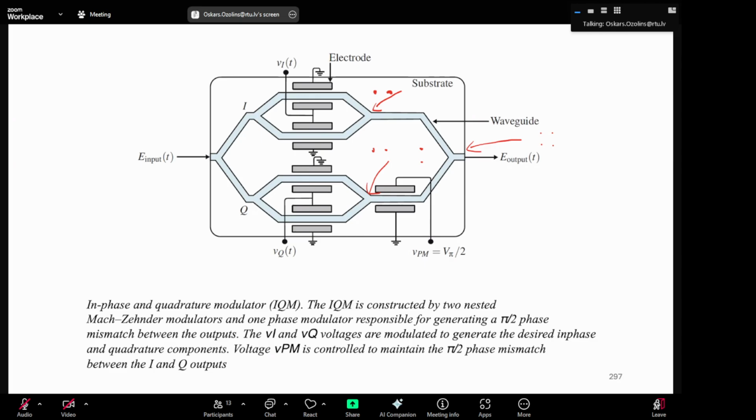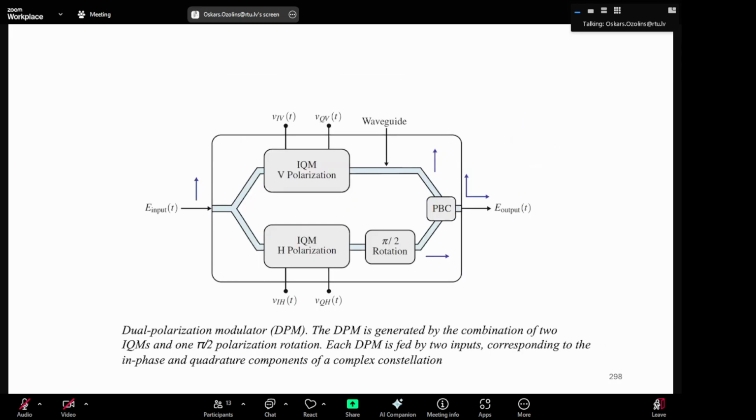Right. But in real life, they're not exactly the same. Therefore, this digital signal processing is needed to compensate for different impairments.